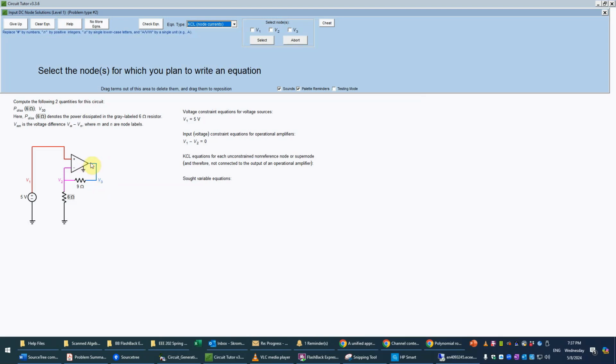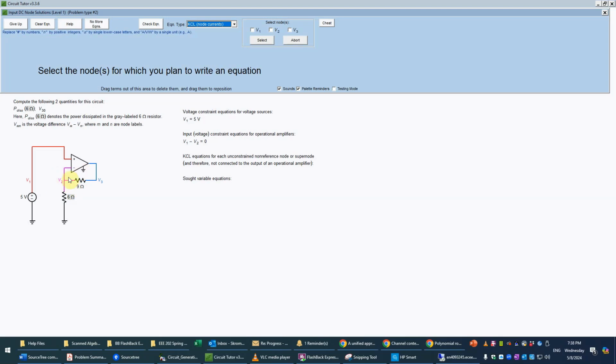And node 3, which is connected to the output of the op-amp, we cannot write it there either because remember that output represents internally the output of a voltage-controlled voltage source. And because it's a voltage source, we don't know its current, and therefore we don't know how much current is coming out of this op-amp. There's no way to determine that without solving the entire problem. So we won't try to do that because it would be an error. And if I select that, for example, it'll just give me an error.